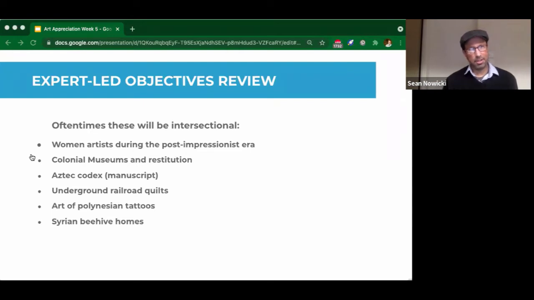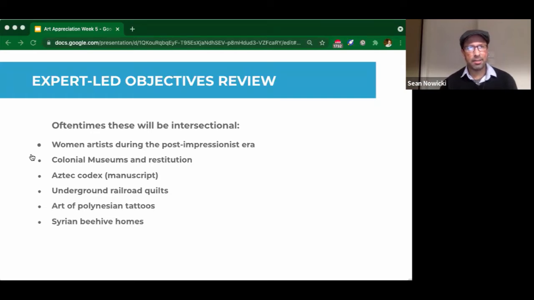You can easily go, well, I'm going to do feminism in Western art, or I would like to study colonial museums like the Louvre or the National Gallery in London, and then restitution, how they give the art back and why they should give the art back. There's the art of manuscript making, like illuminated manuscripts in the Middle Ages, which is like the Bible, or the Aztec Codex, this whole book that was made by the Aztecs while the Spanish were there.